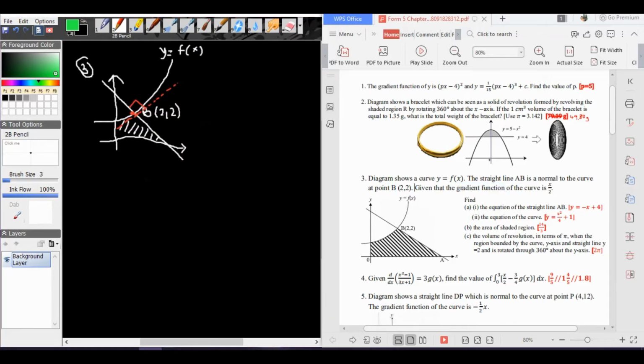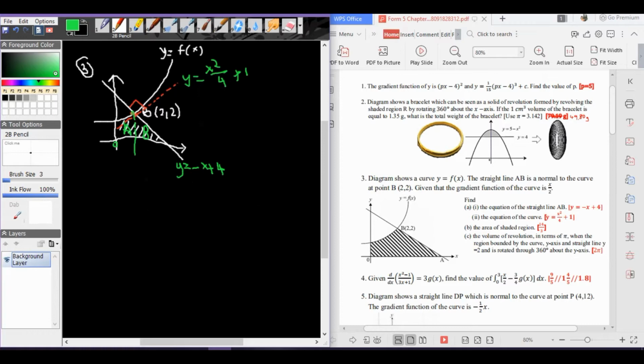Okay, this shaded region. So first we have to divide this shaded region into two parts. Okay, this is A, this is B. So this is the intersection point of the curve and the straight line. From A, we found that the equation of AB for this straight line is y equals to negative x plus 4. And the equation of this curve is y equals to x squared over 4 plus 1. Okay, first we find the intersection point.